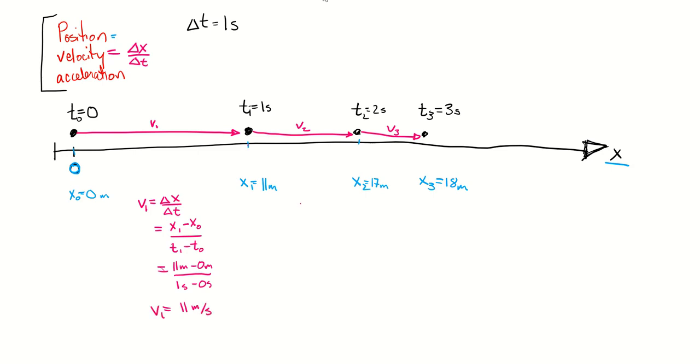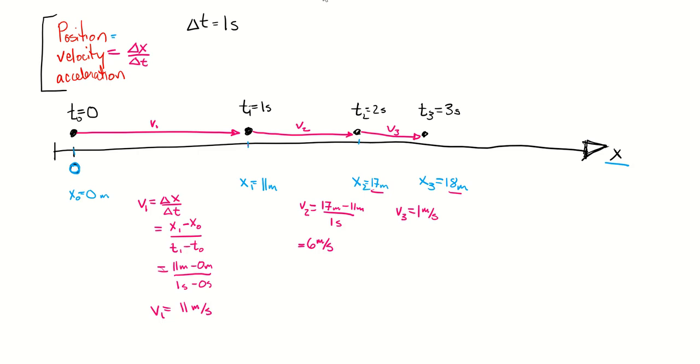And if we do the same thing for v2, we end up with 17 meters minus 11 meters over 1 second, because 2 minus 1. This ends up being 6 meters per second. And finally, v3 is just going to be 1 meter per second. 18 minus 17 gives us 1 meter divided by the 1 second time difference.